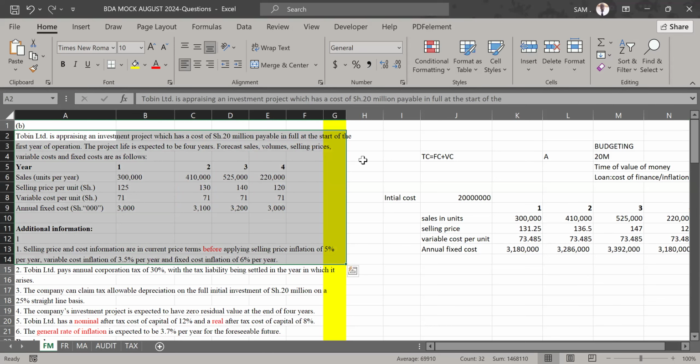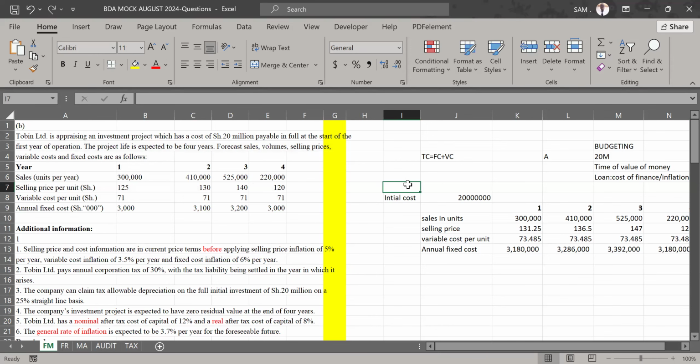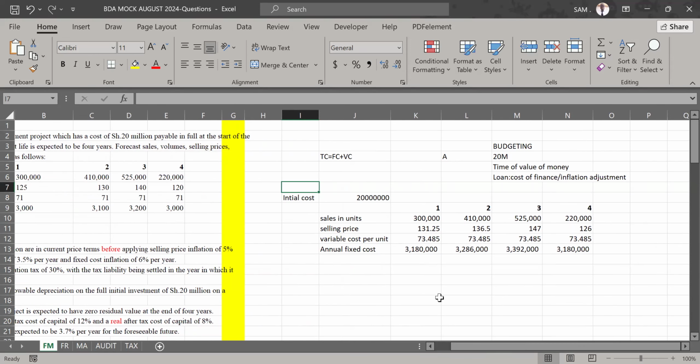Is someone asking something? Yes, it's me, Eric. Yes, Eric, go ahead. Mine is giving me 3E plus 06, the annual fixed cost. The space is not enough. Just adjust your columns. Adjust the column. Okay, thank you. Yeah, just adjust the column. It will fit in. Good. So, okay, Esther, even I'm seeing Esther is telling you to adjust your column space. Okay, good. Now, it's okay.